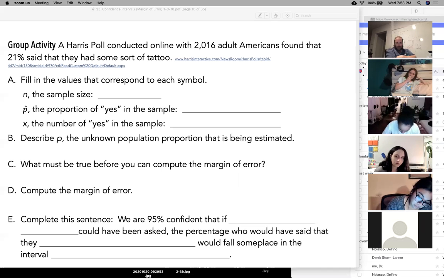So now we want to compute the margin of error. We have a formula for that. What is the margin of error in this case? E is about 1 over the square root of 2016. Okay, which gives us what?